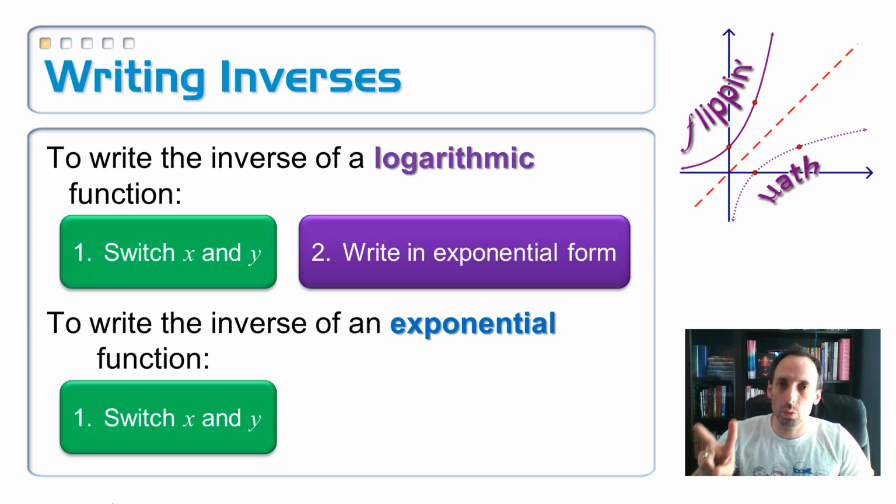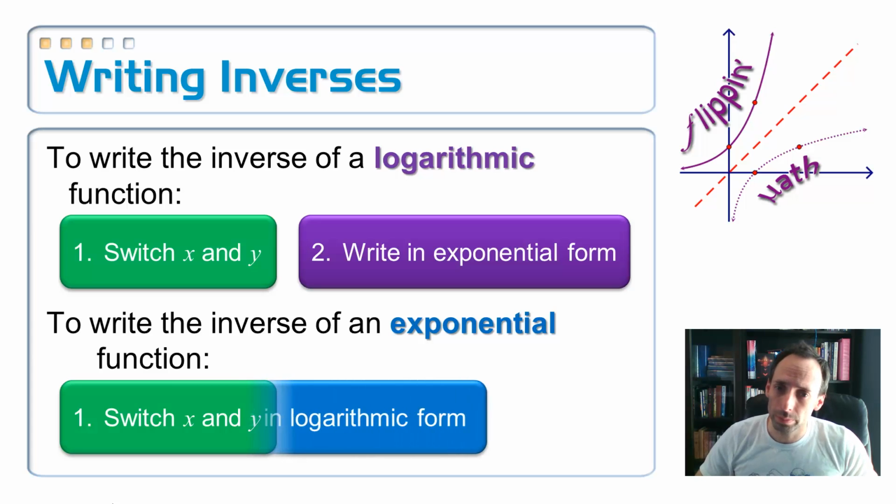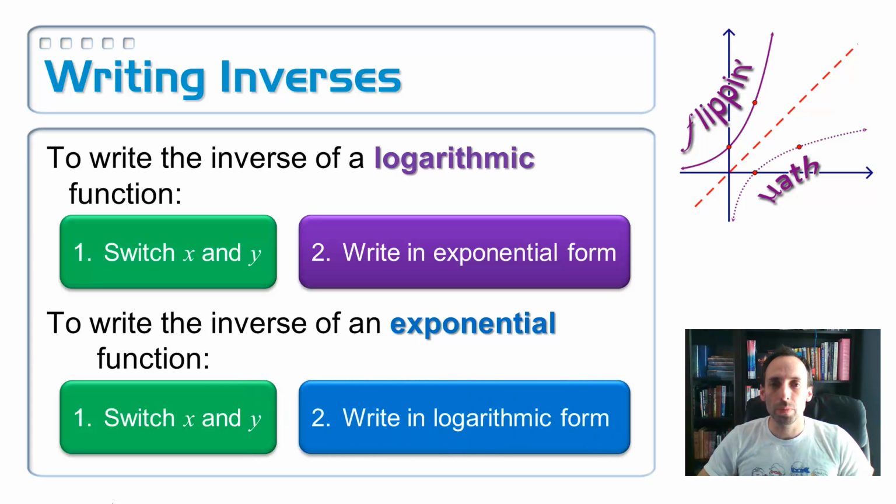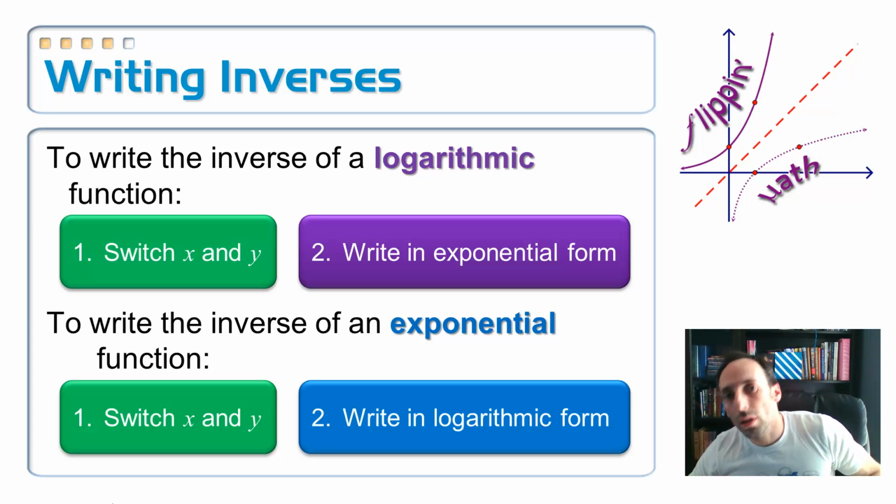Okay, switch x and y, rewrite the logarithm as an exponential. If I have an exponential and I'm trying to find its inverse, first switch the x and the y, and then rewrite it in logarithmic form. There it is, right in logarithmic form. So when I'm writing the inverse of a logarithm, I write it as an exponential. When I'm finding the inverse of an exponential, I write it as a logarithm.